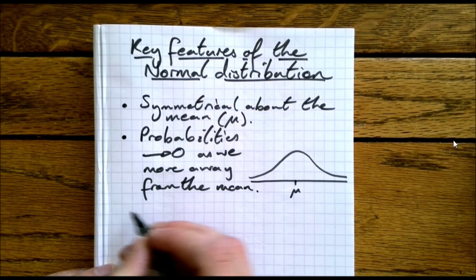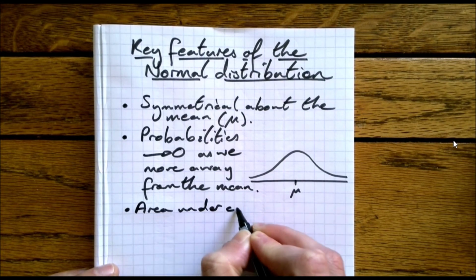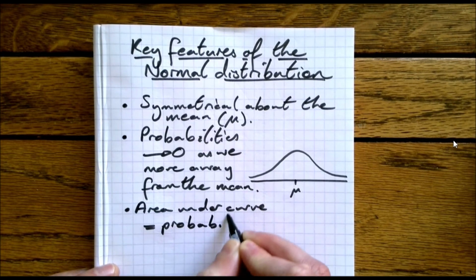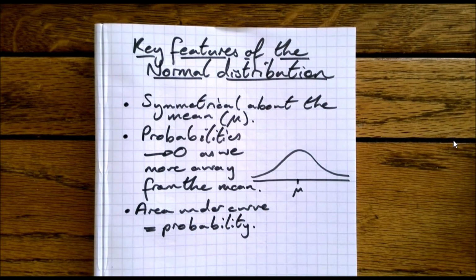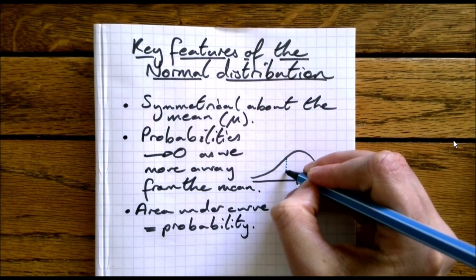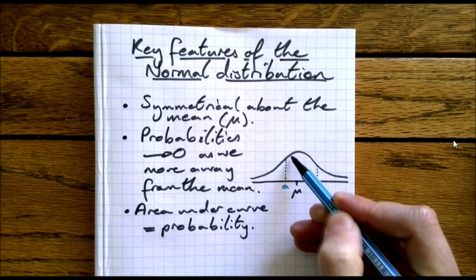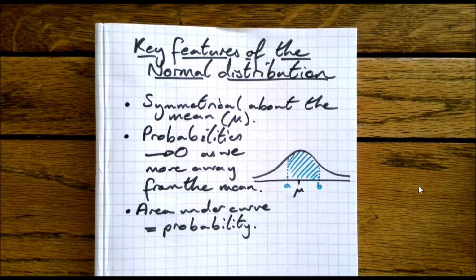I think it's also worth us writing down that the area under the curve gives us the probability. For example, if I wanted the probability that a random variable was going to be between A and B, then that probability is going to be that blue area there. In the next video, I'll be getting you to calculate a lot of these probabilities if I give you the mean and standard deviation of a normal random variable.